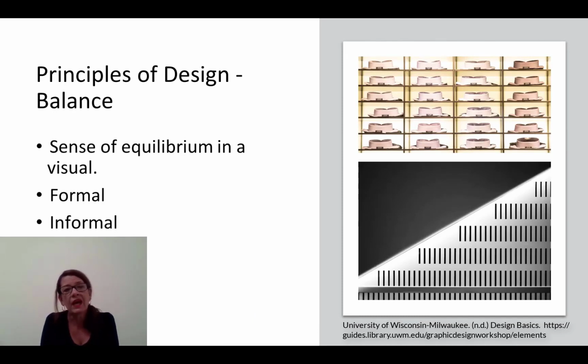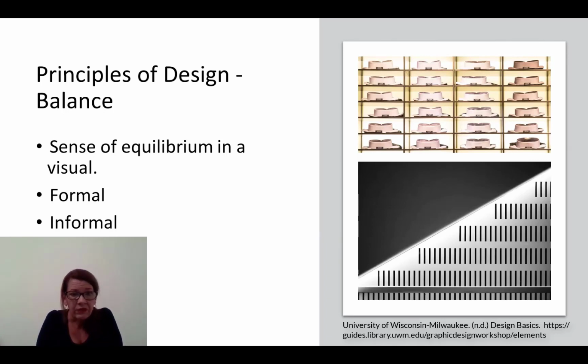Now that we've talked about the elements of design, we're going to talk about the principles of design. The first one we will discuss is balance. Balance is the sense of equilibrium in a visual. Balance distributes the visual weight of objects, colors, texture, and space. If the design were a scale, these elements would be balanced to make a design feel stable.